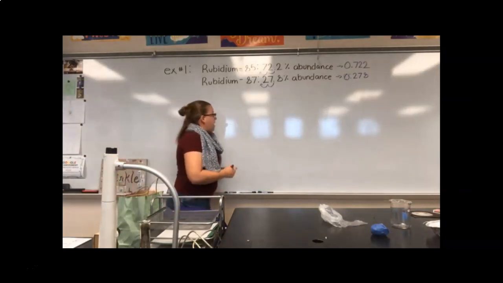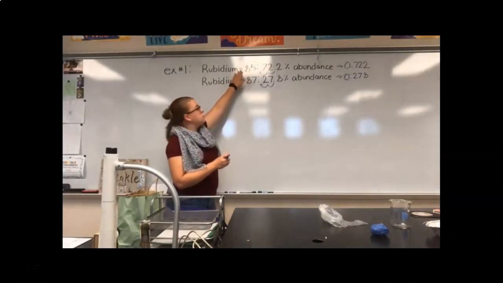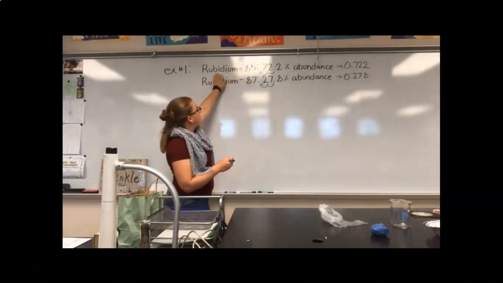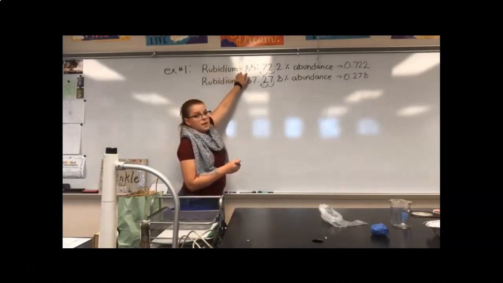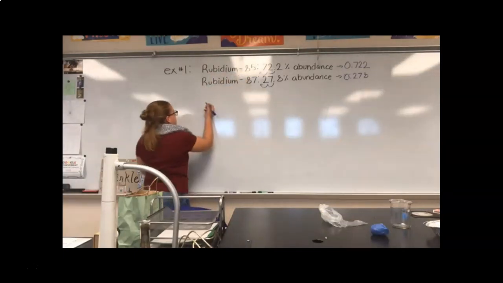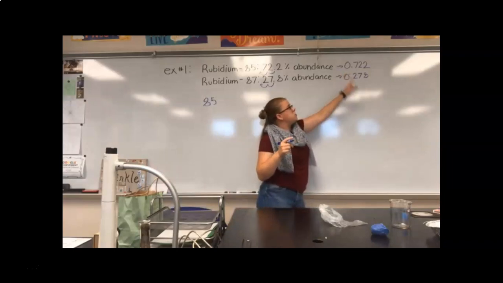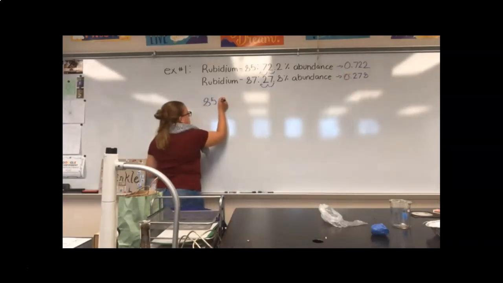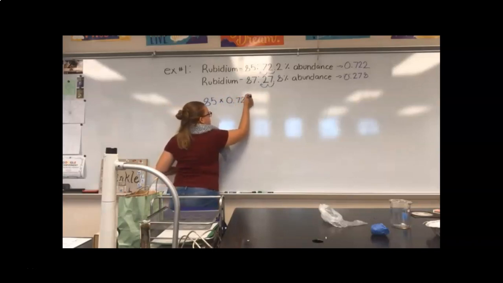Our next step is we're going to start writing out the equation, the calculation sequence. So we have the mass number of 85. Remember, this is going to be the notation for the isotope. We have an isotope of rubidium, and the atomic mass is 85 for that isotope. So we're going to do 85, and we're going to multiply that by the decimal number of the percentage. So what we just did, times the 0.722.